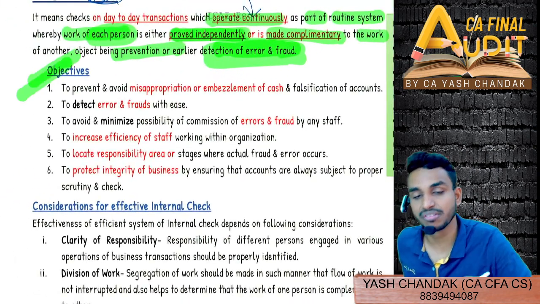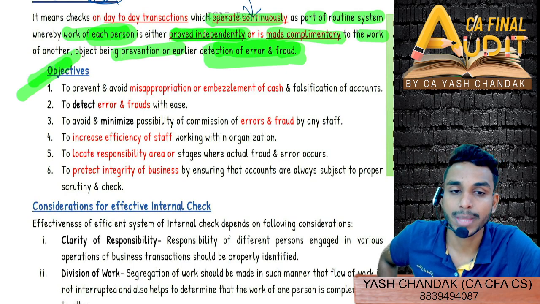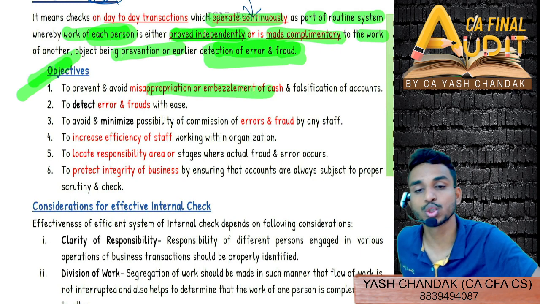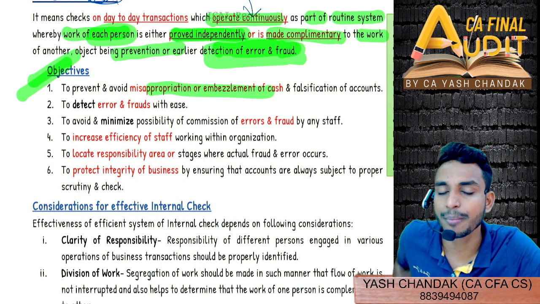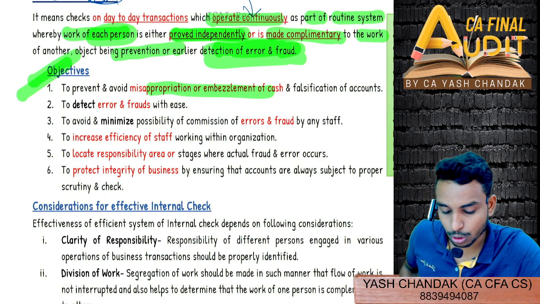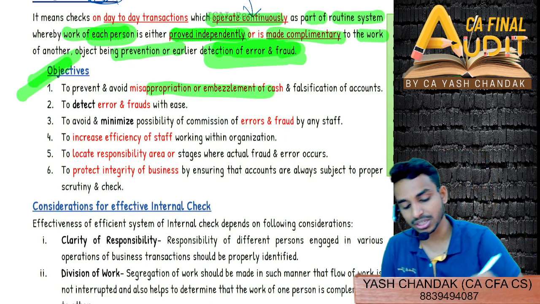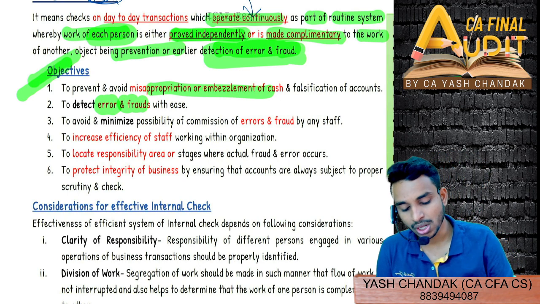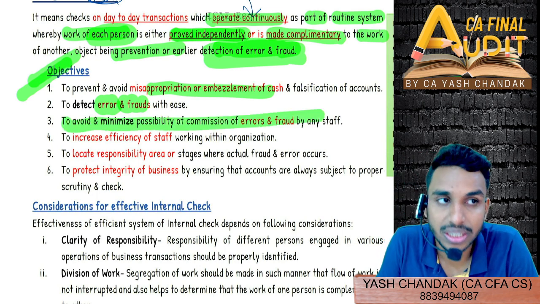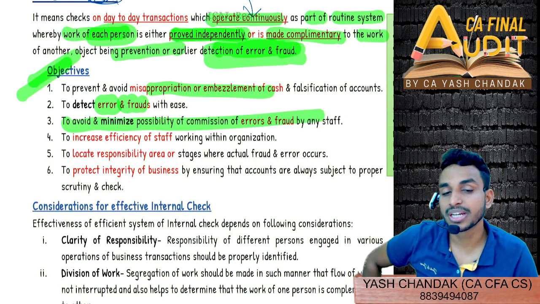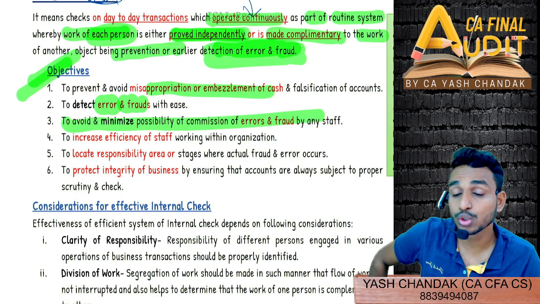So see, here are my objectives of internal check. What are the objectives? My objective is to prevent or avoid any sort of chori chamari, any sort of misappropriation, any sort of embezzlement of cash or any other thing, whatever it may be. But the main objective is to prevent and avoid this misappropriation and thereby detect frauds and errors. Also, you need to decrease the fraud amount by staff, that is staff fraud. If you want to reduce the fraud committed by staff to the lowest, then definitely you should have an internal check, right?